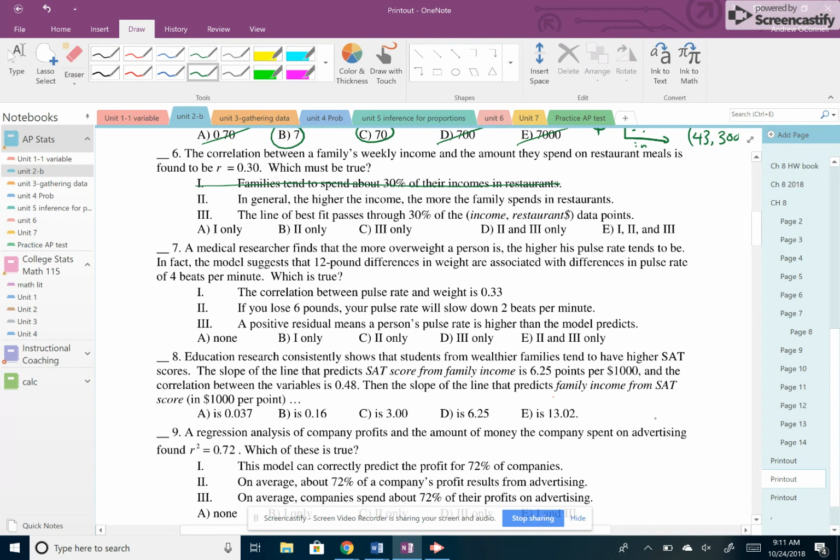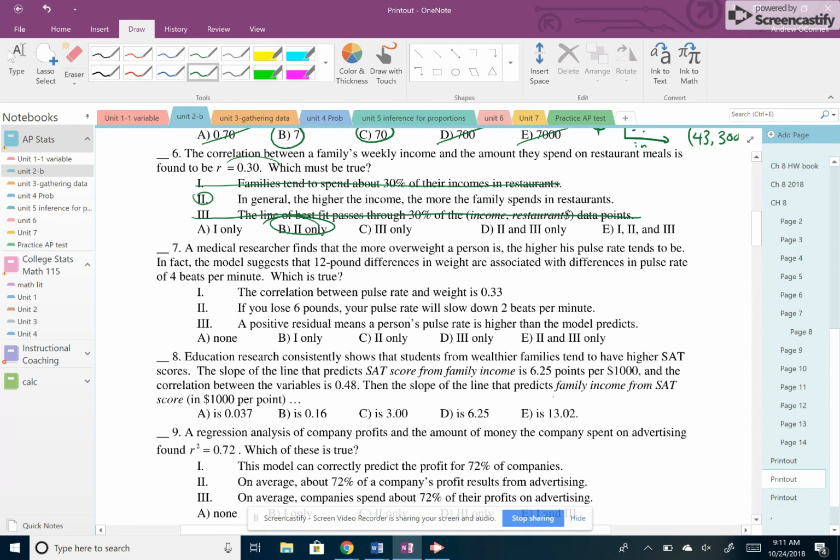0.30, in general, the higher the income, the more the family spends in restaurants. R is a weak to fairly weak correlation, but in general, that is saying that it is a positive R, so we can say 2. Oh, actually, I shouldn't do that yet. The line of best fit passes through 30% of the income X for restaurant spent Y data points. That's also not what correlation tells us.